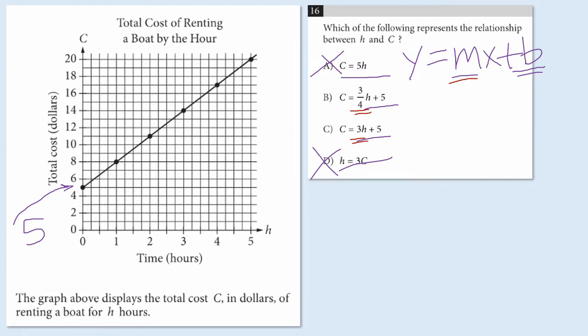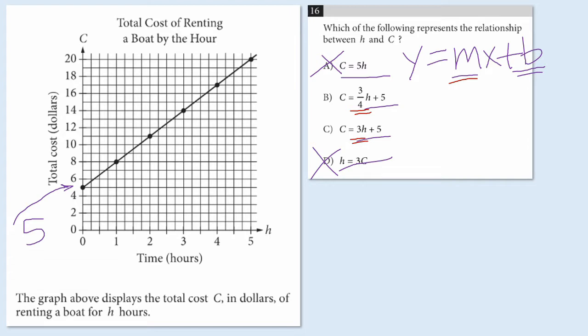Let me share what I noticed. One of those is a slope that's less than 1, and one of those is a slope that's greater than 1. Right? 3/4 is less than 1, and 3 is greater than 1. So if I can figure out whether this line has a slope that's less than or greater than 1, then I'll know which of those answer choices is correct.